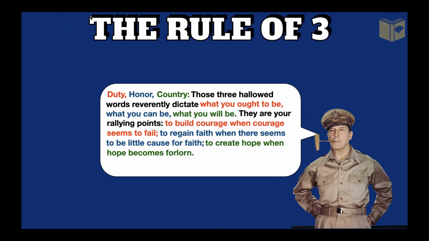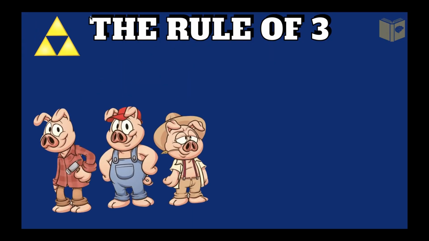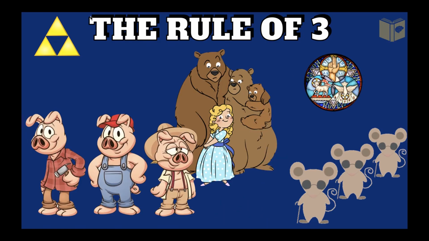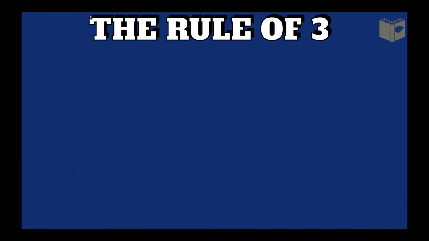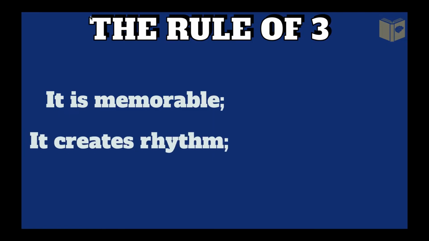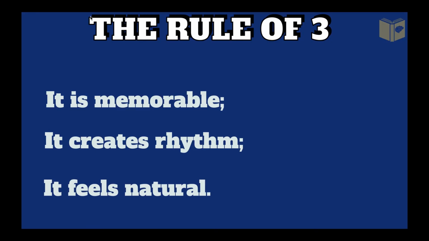MacArthur uses the rule of three to make his point. The best things come in threes. The three pigs, Goldilocks and the three bears, the three blind mice, the Holy Trinity. Our brains seem to gravitate towards patterns, and 3 is a number that seems natural to us. So, by using the rule of 3 in your arguments, you can make your point more memorable. It also creates a feeling of rhythm, a natural rhythm, and it makes your points feel natural to the audience.